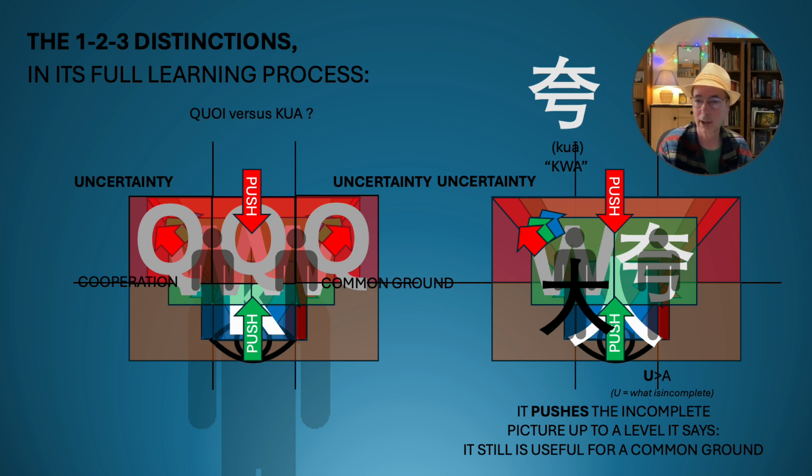Why is QUOI in the Chinese word so different? Not only, okay, it's associated with K, U, and A, both of them are expressed as QUOI. One more with a tonal difference, an intonation difference, but both are QUOI. The QUOI, as you can see there at the right, is pushing a little bit the incomplete picture that we have, the U, incomplete picture, to such a level that it says it is useful for a common ground.